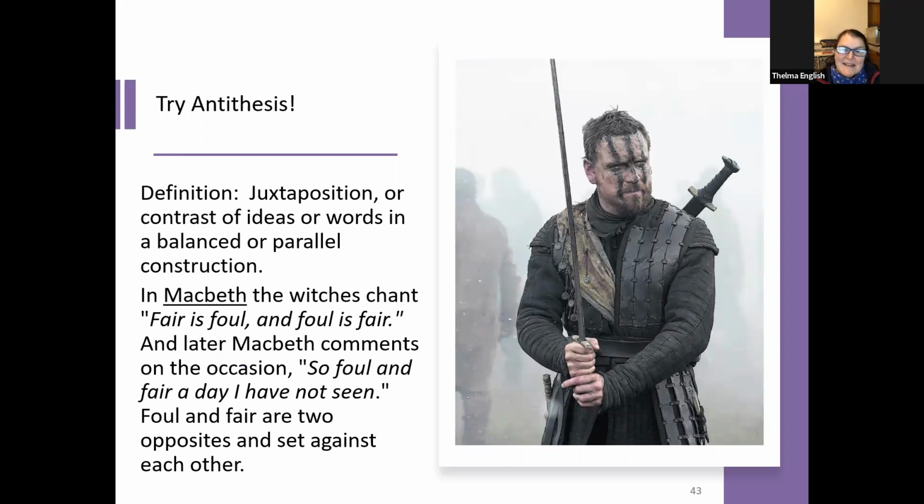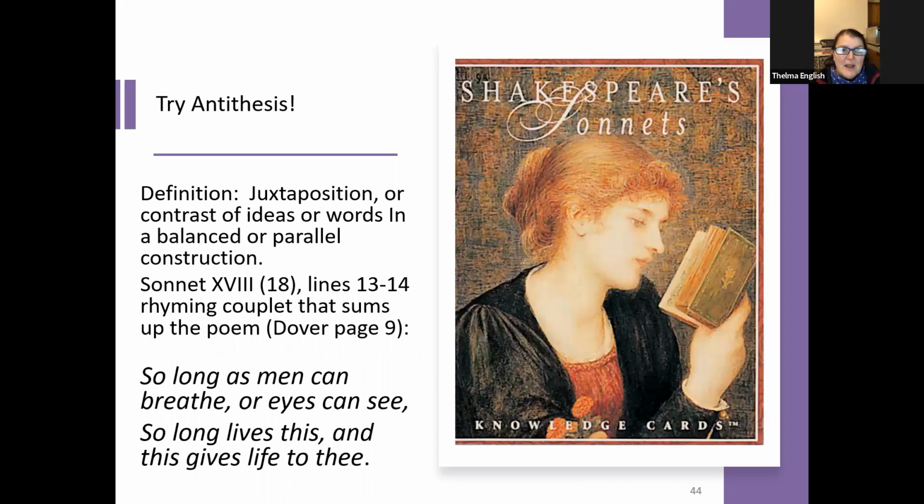Antithesis. It's a juxtaposition or contrast of ideas or words in a balanced or parallel construction. For example, in Macbeth, the witches chant, fair is foul and foul is fair. This is antithesis. And later Macbeth comments on the occasion, so foul and fair a day I have not seen. And he means a foul looking day and fair things happening. Foul and fair are two opposites set against each other, and yet it makes sense in the play line.